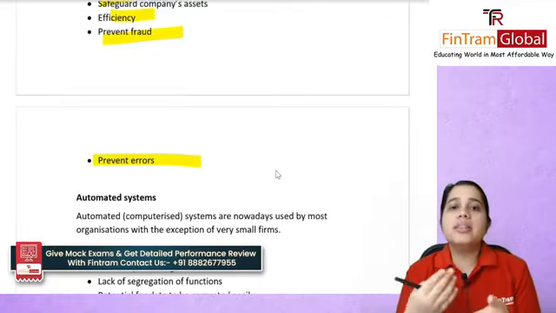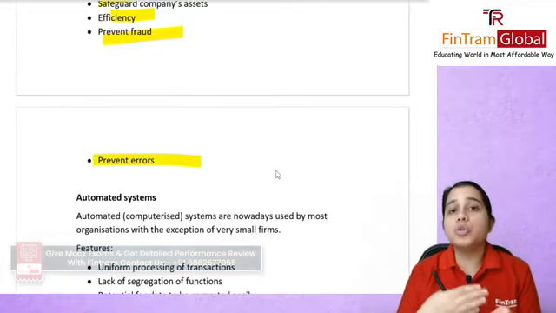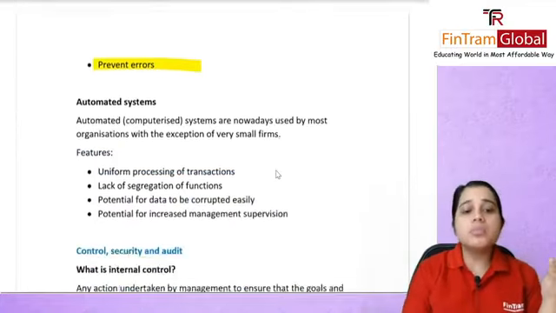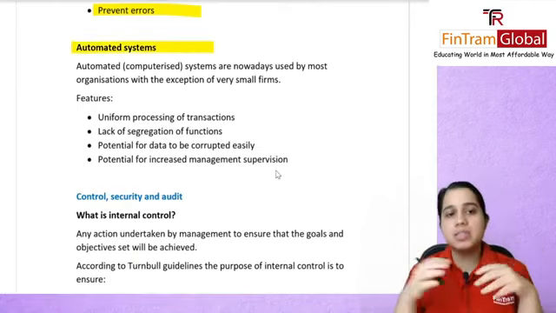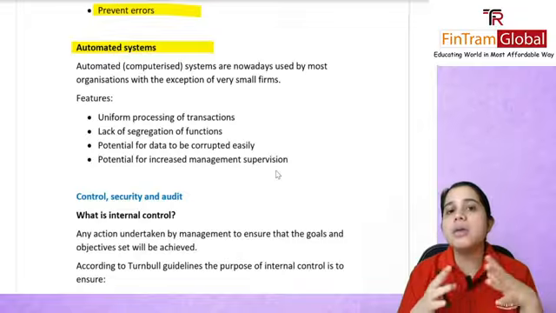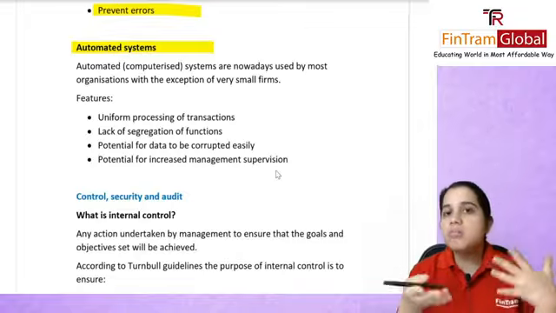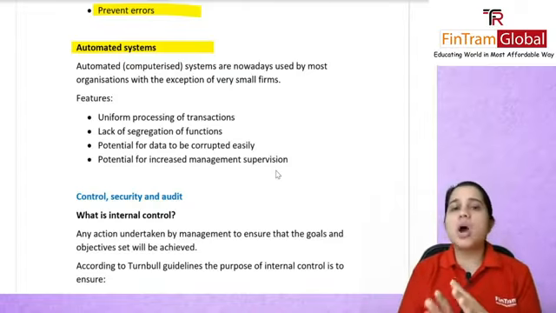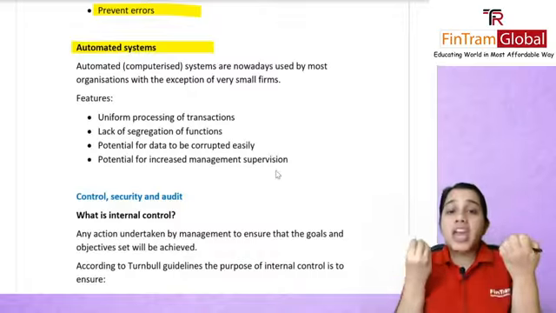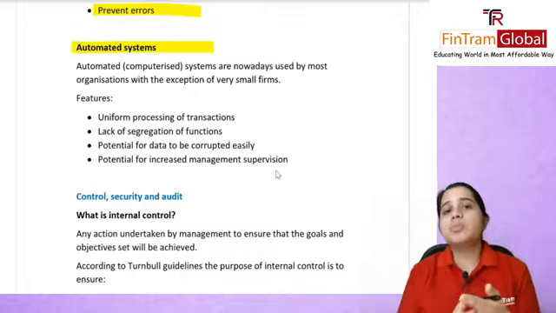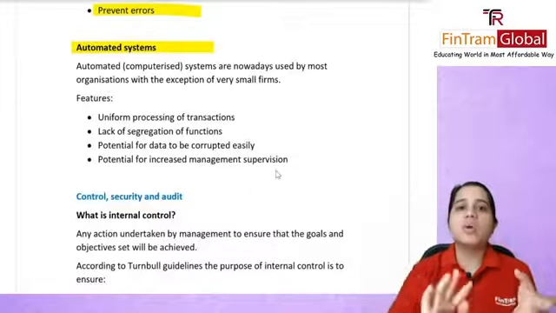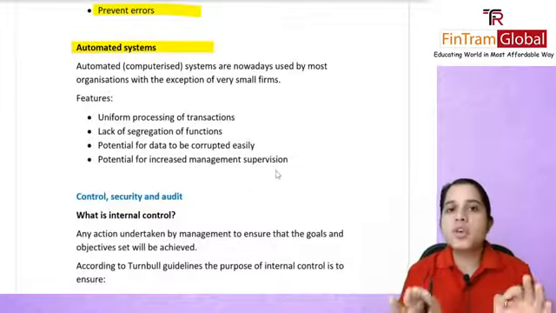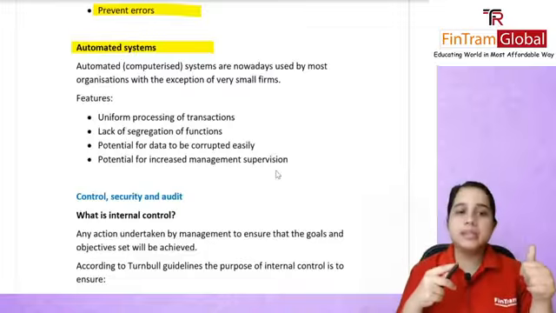Sometimes it could be that they are doing it unintentionally, but you of course want to prevent that from happening too. Then we talked about automated systems. Now your automated systems are basically something which most of your organizations nowadays use. Nowadays, very few or absolutely small organizations would probably be using a manual system. Even they will have at least one computer to work on.